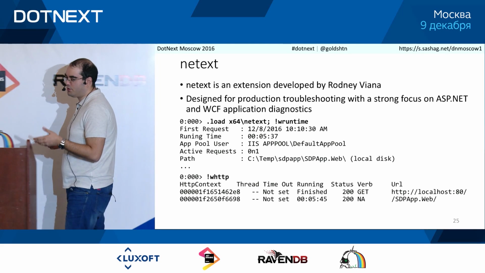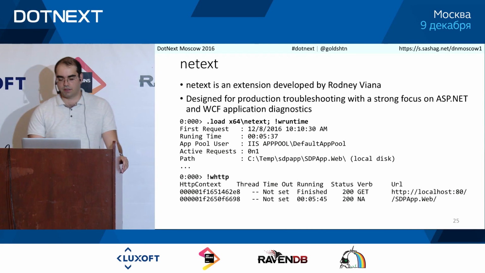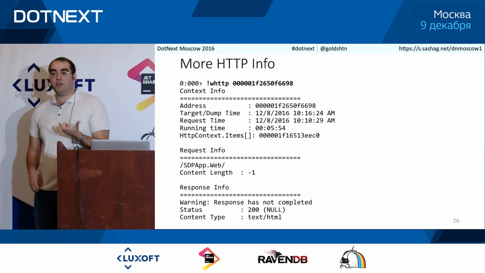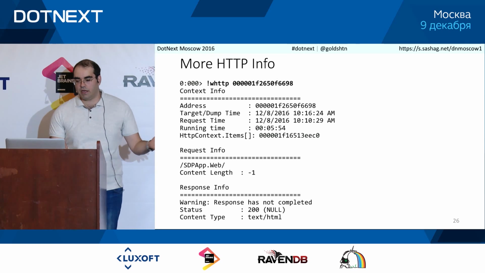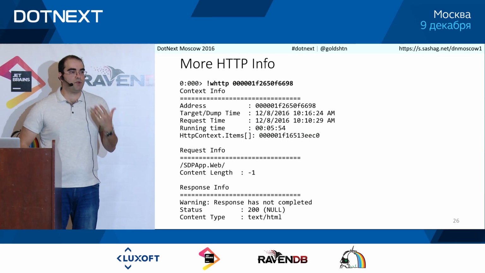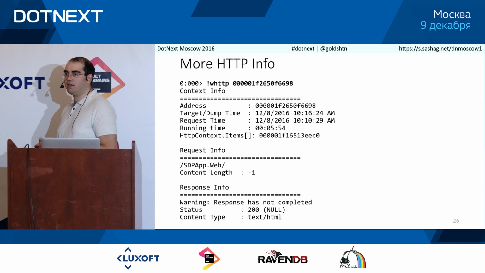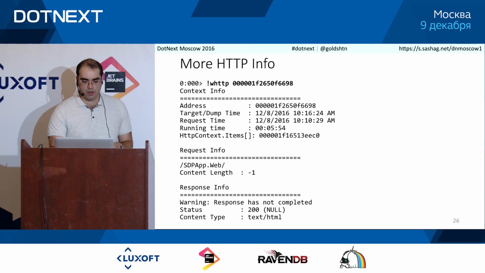And it shows me for each request its running time, status, result, and so on. Some more information you can get about individual HTTP requests will include which URL you were hitting, again, when that request was made, the response information, if there is already a response. So if you're debugging an ASP.NET app, it's extremely useful.